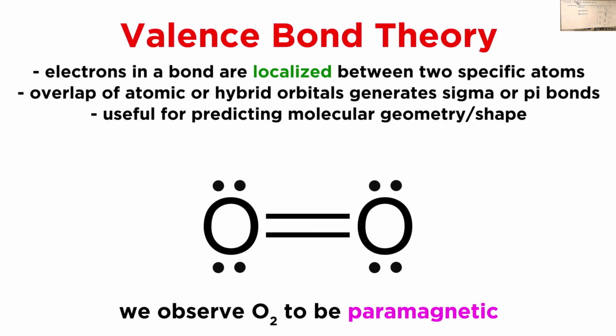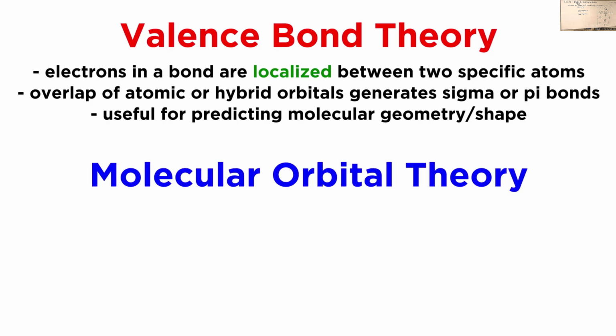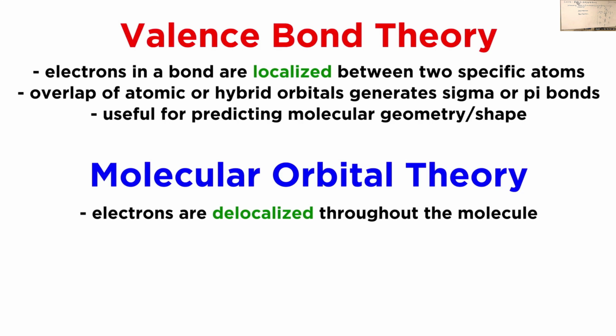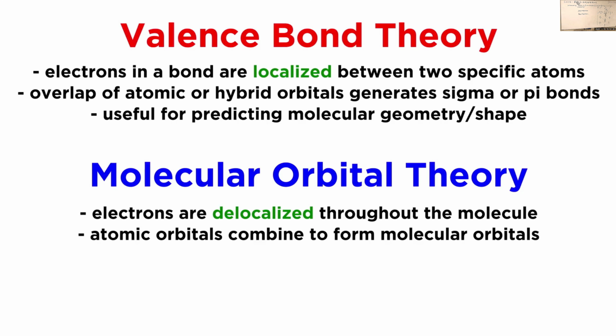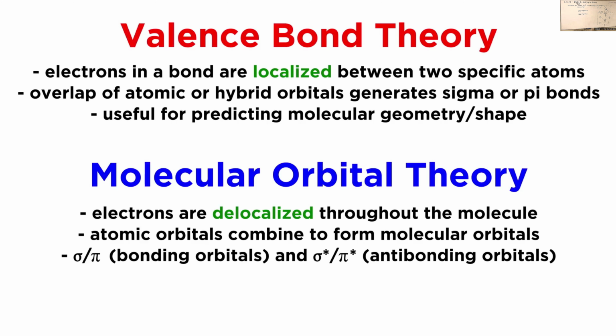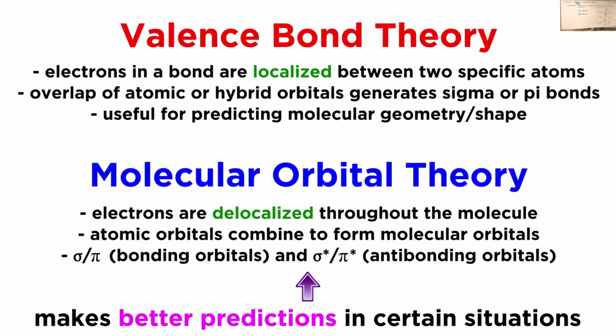However, it does in fact exhibit paramagnetism, as liquid oxygen is attracted to a magnetic field. To explain this, we have to turn to molecular orbital theory, which differs from valence bond theory in that electrons are considered delocalized throughout the molecule, and atomic orbitals combine to form molecular orbitals, which are also delocalized throughout the molecule. These can be sigma and pi bonding orbitals, or sigma star and pi star anti-bonding orbitals. This theory ends up being better equipped to predict the arrangement of electrons in a molecule in certain situations.